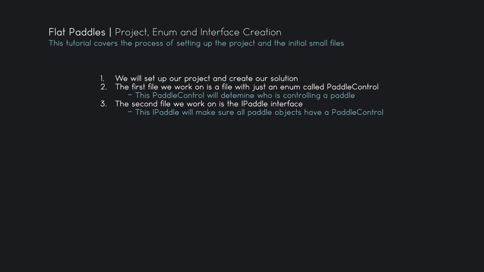And then the two very short files we will work on is a file with just an enum, and that will hold who controls our paddle. And the second file will just be an interface, and that will make sure that our paddles use that paddle control enum that we just created. So that is the plan for this tutorial.